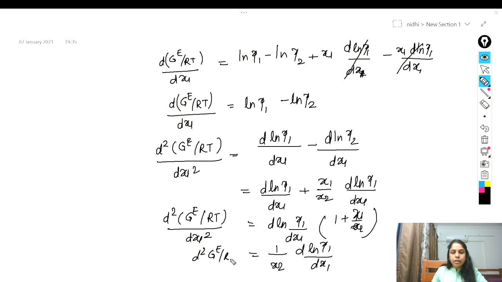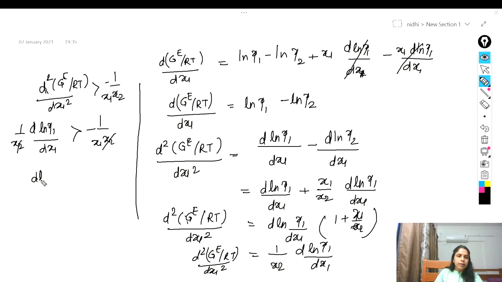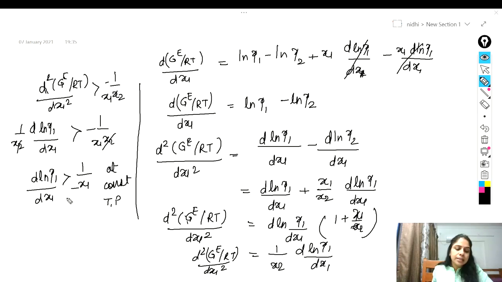And from the general criteria which we have already derived, we know that d square (GE/RT) upon dx1 square is equal to minus 1 upon x1 x2. So now what we do, we just replace the left hand side of this equation by this equation. So 1 upon x2 d ln gamma 1 upon dx1 is greater than minus 1 upon x1 x2. So x2 and x2 cancel, and then d ln gamma 1 upon dx1 is greater than minus 1 upon x1 at constant temperature and pressure. So this is yet another condition for stability.